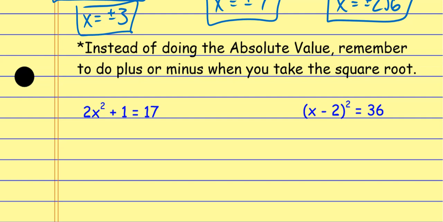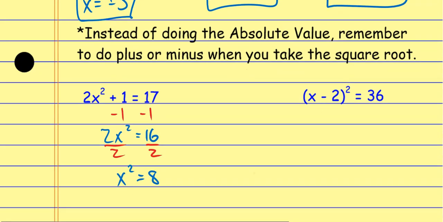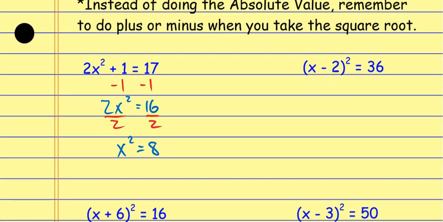So again, back to the foundation of solving equations, we have to work backwards through order of operations. So I undo addition and subtraction first. I'm going to subtract the 1 from each side. Now I'm going to undo multiplication and division, so I'm going to divide each side by 2. Now I'm going to undo the exponent by doing the square root of each side.